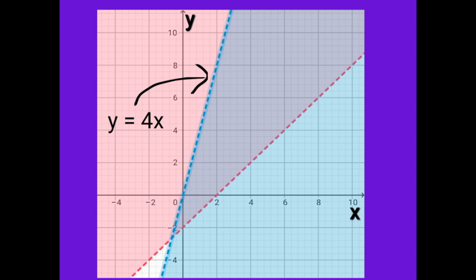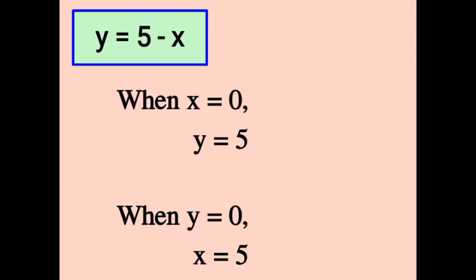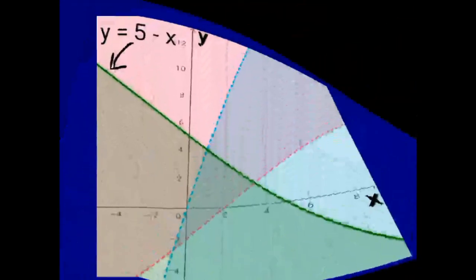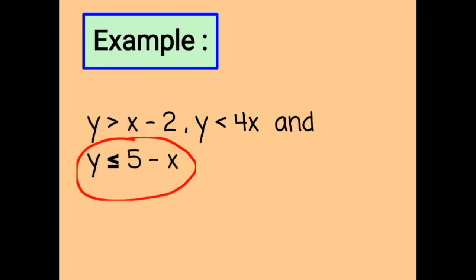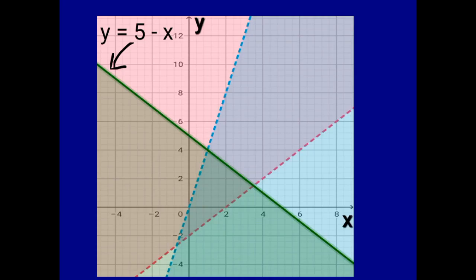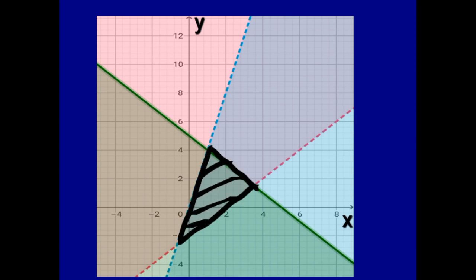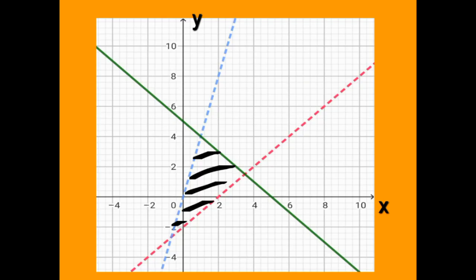Now let's draw the graph for y = 5 - x. When x equals 0, y equals 5, and when y equals 0, x equals 5. And hence this is the graph of y = 5 - x. As y is less than or equal to 5 minus x, the graph is drawn with a solid line. y is less than or equal to 5 minus x, so this includes the region below the line graph y = 5 - x, including the line graph itself, as shown by the shaded region. Now as you can see from this graph, all the shaded regions overlap in this particular region and hence this is the region that satisfies all three inequalities.